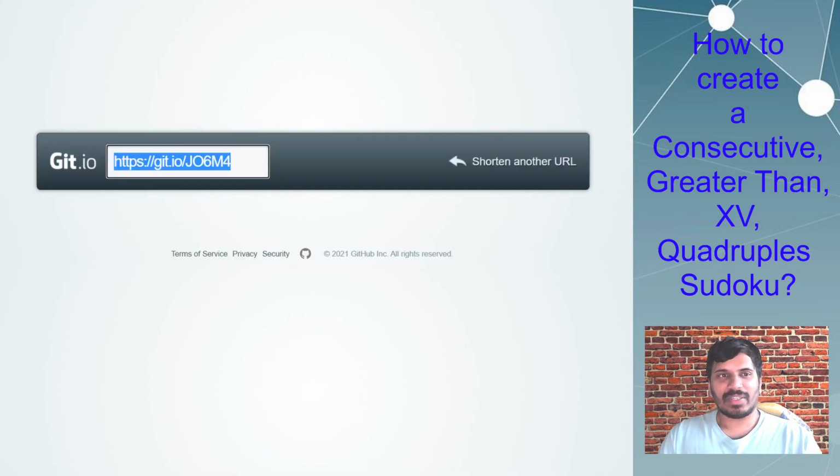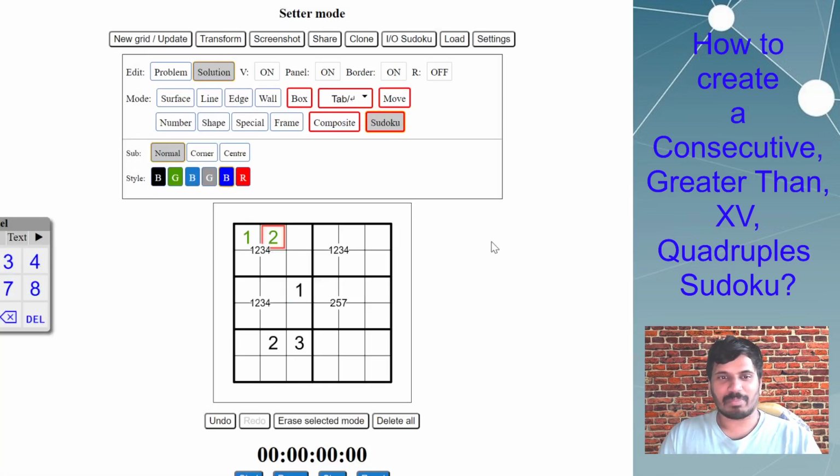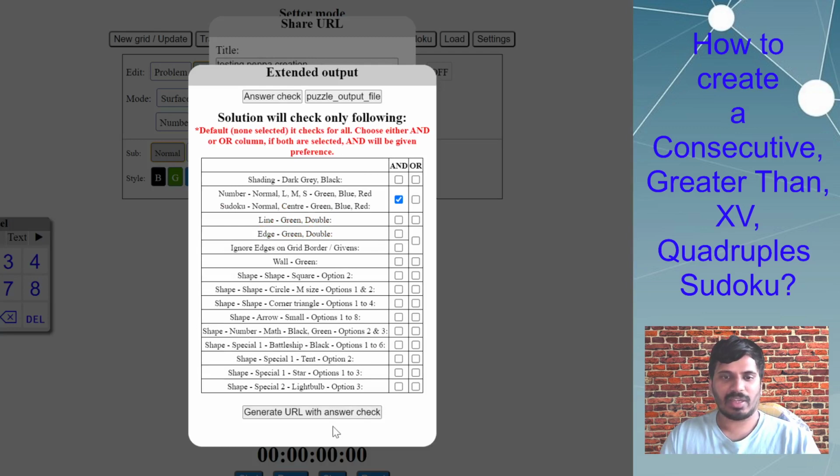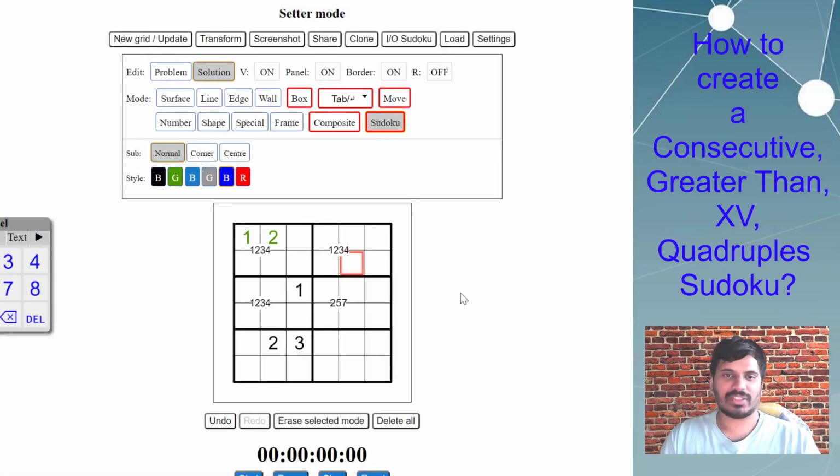So that's the complete process: to put these clues on the borders and edges of the cells using border mode, then enter into the solution tab to put all my solution, and then finally use the share button to create the URL with answer check and then share with our fellow puzzlers.